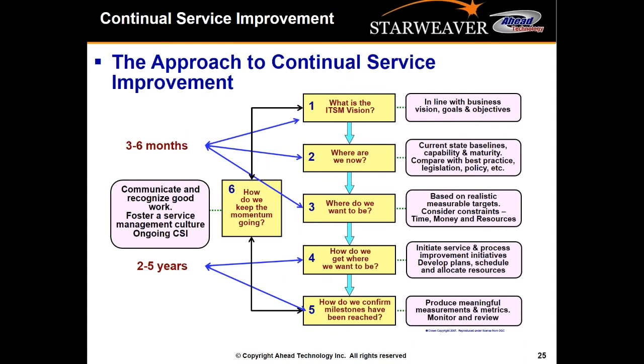So there will be an assessment. The first thing you should do is do an architecture capability assessment, and based on that assessment, identify the gaps, and from there on, establish the roadmaps to bridge those gaps.